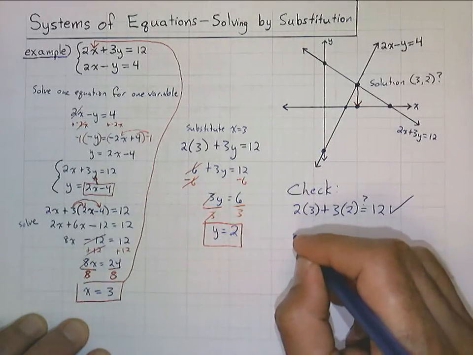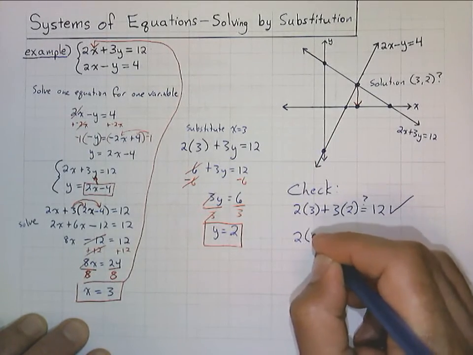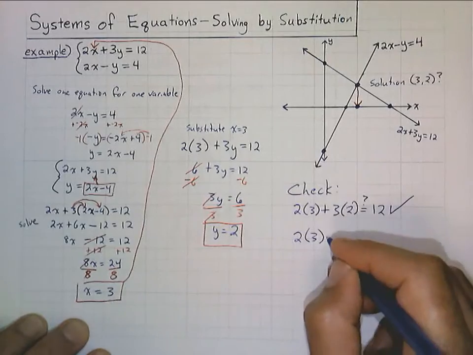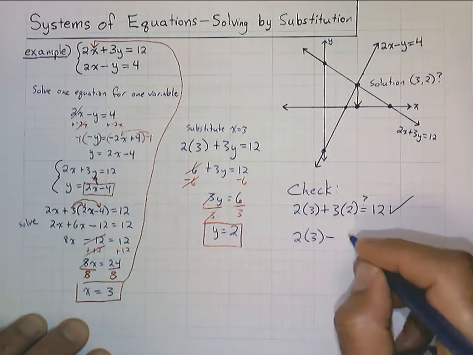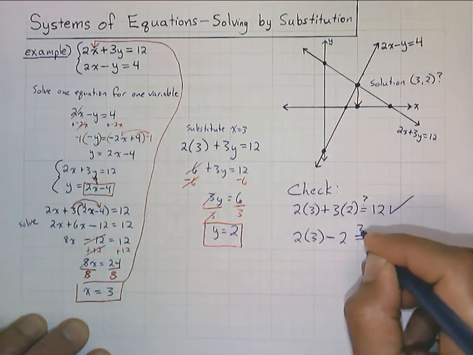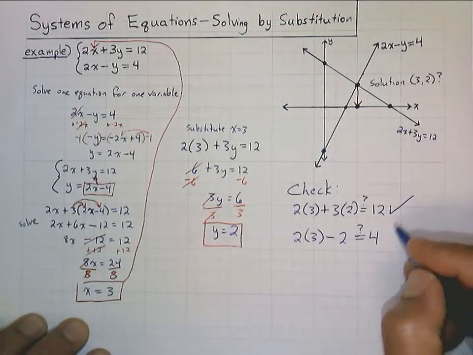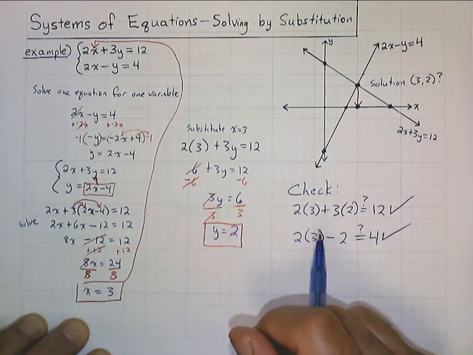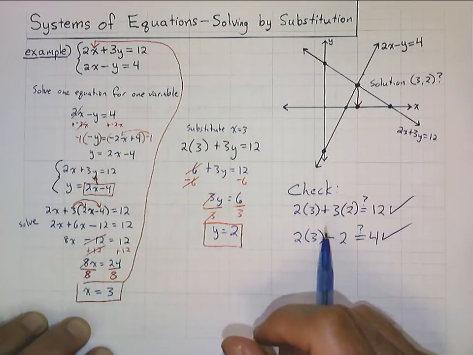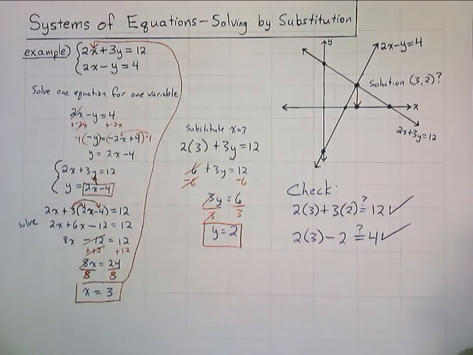But we also need to check the second equation. So we ask ourselves, is 2 times this x-coordinate of 3 minus the y-coordinate of 2, is that actually equal to 4? 2 times 3 is 6, 6 minus 2, yep, that is 4. We did it correctly. Okay. And that is the substitution method.